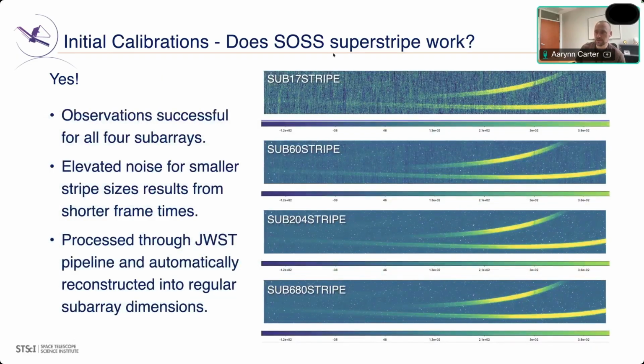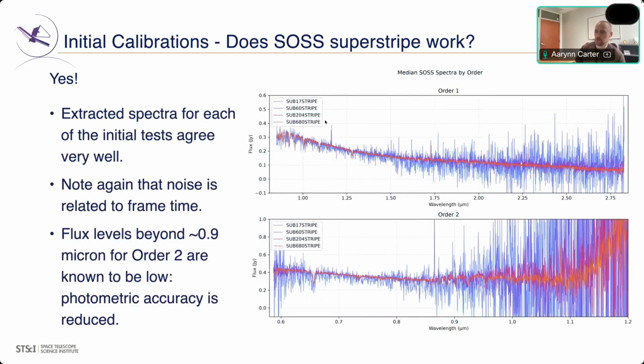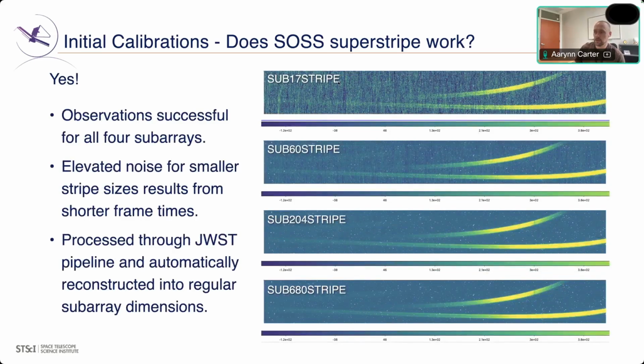And we repeated that, like I said, for all 4 stripes. It's just a quick 2 integration, 2 groups exposure for each one, and all of them worked well. So no issues there. You might be seeing some elevated noise as you go towards the smaller stripe sizes. That's nothing to worry about. As you go to smaller stripe sizes, a single 2 group, 2 integration exposure is just going to have a shorter total exposure time overall. So the noise is reflective of that, really.